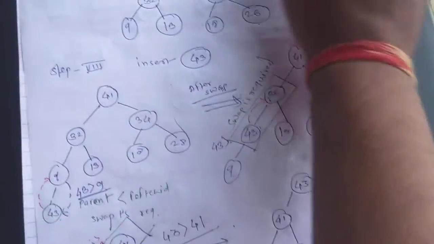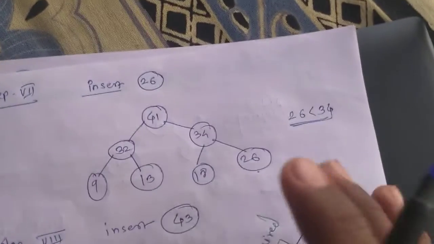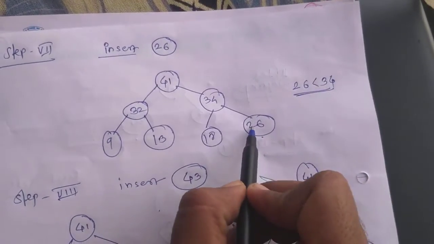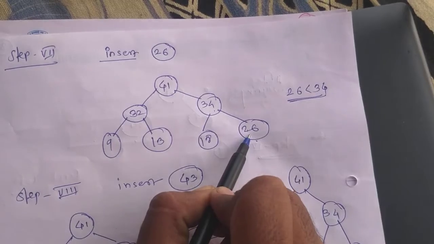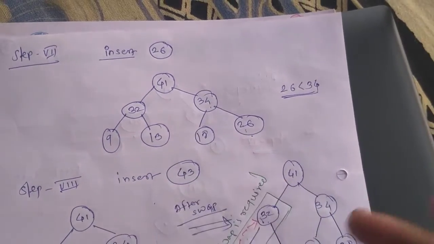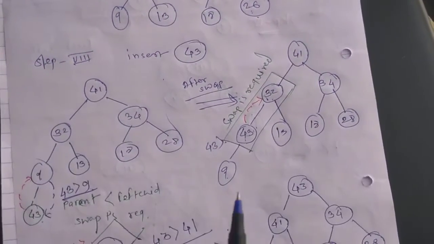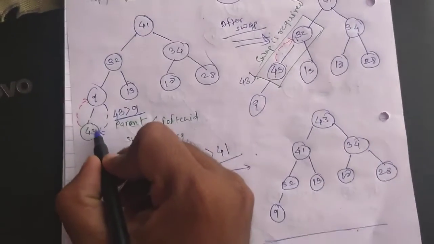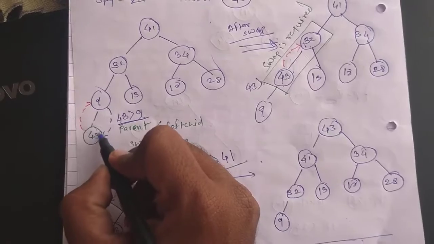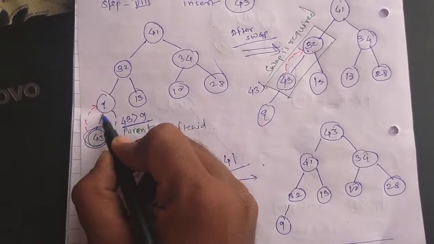Now again we insert the 26. After inserting the 26, we compare this 26 with 34. Again 34 is greater than 26, so there is no requirement to swap the elements. Next we insert the element 43, which will be at the left side of the 9. After inserting the element, we have to compare this 43 with 9.